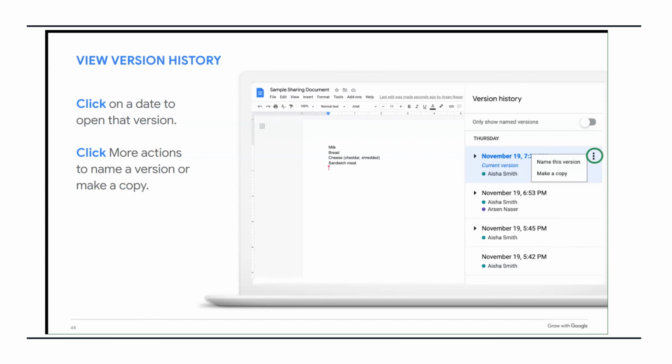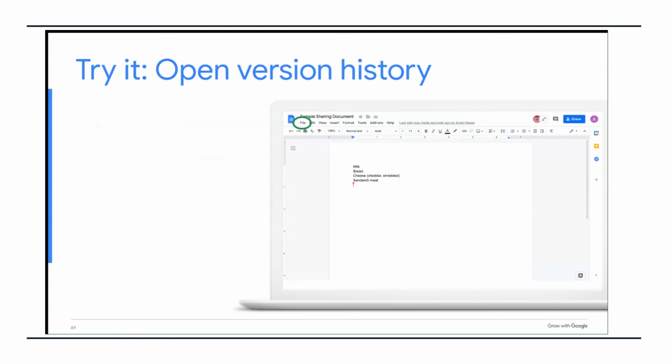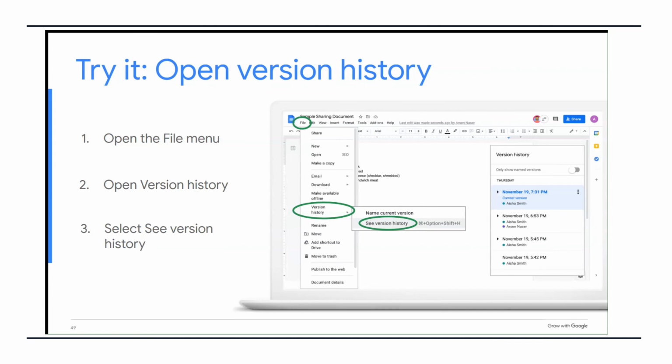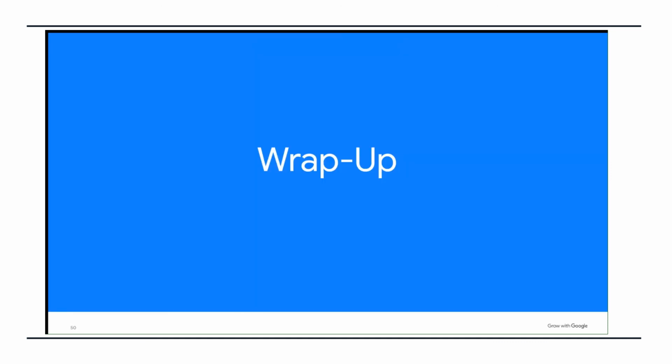All right, let's recap. So you're going to open up version history for your document. So you're going to first open File, click on Version History. Now click Version History, See Version History. Then you'll have the versions come up, and you can click on which one you would like to have access to.